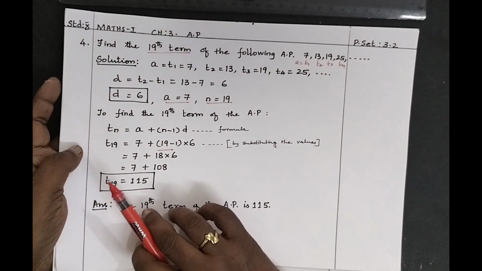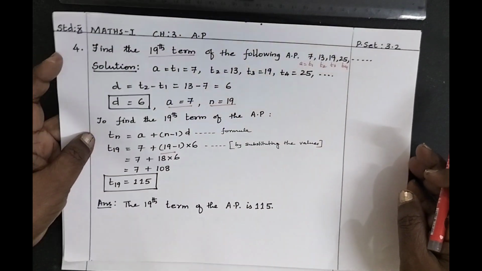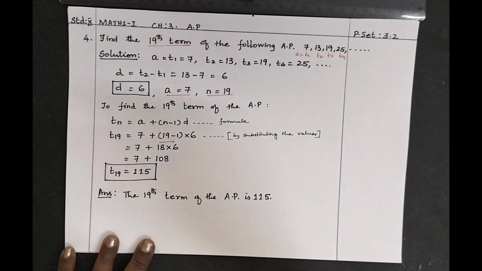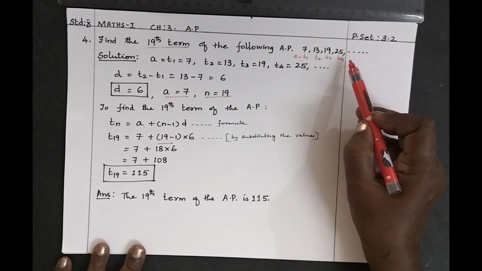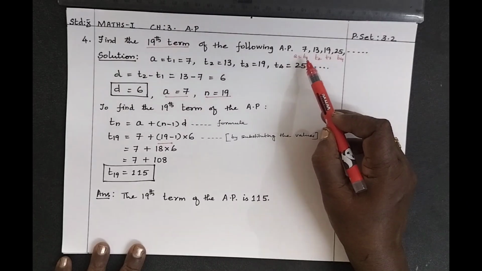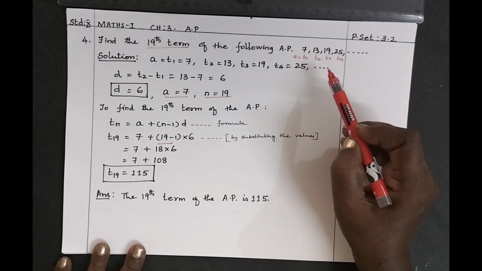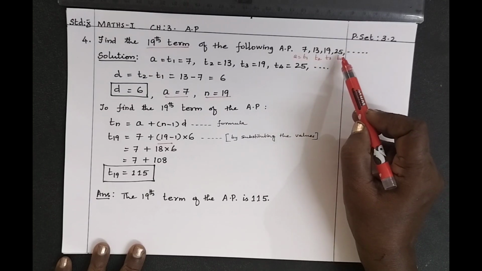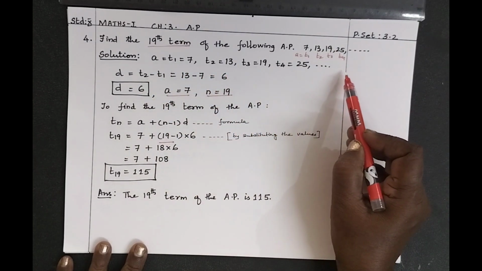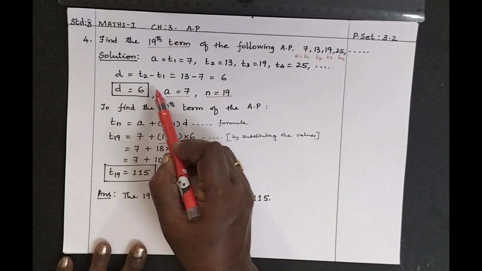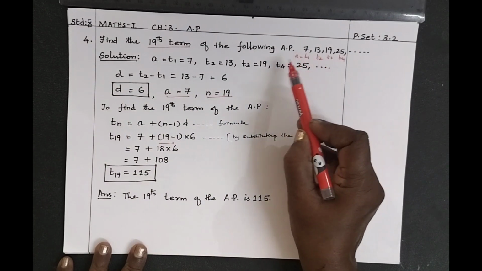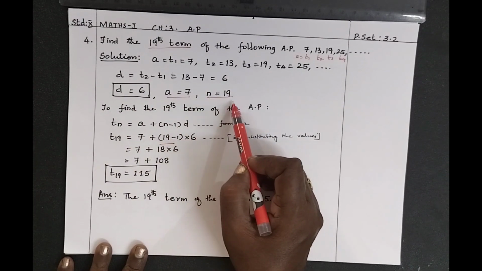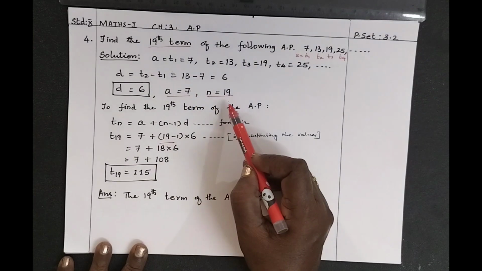Find the 19th term of the following AP. The AP is 7, 13, 19, 25, etc. Now the first term, that is a and T1, is 7. Now 13 is the second term, that is T2 is 13, T3 is 19, T4 is 25. So let us write this way. Therefore d is equal to what? T2 minus T1, that is 13 minus 7, which is 6. So d is 6, a is 7 the first term, n is 19. 19th term means n is 19.